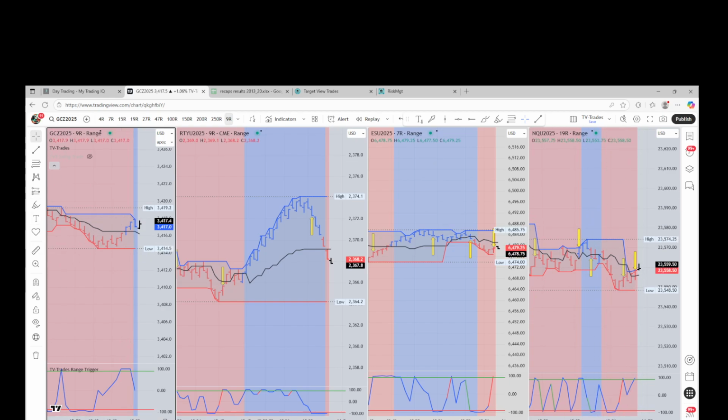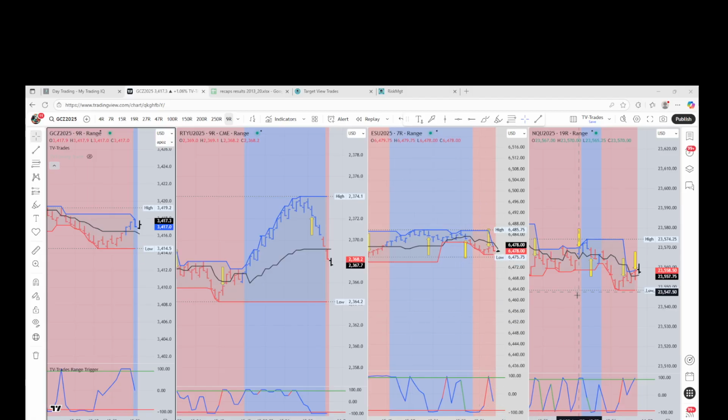No trade on the gold. No trade on the Russell. Let me cancel the order I had waiting on that. Looks like we could be done here, guys. We only have a minute and a half left. The ES is the only thing that could trigger a trade right here. I don't think it's going to. Nope, it's not.